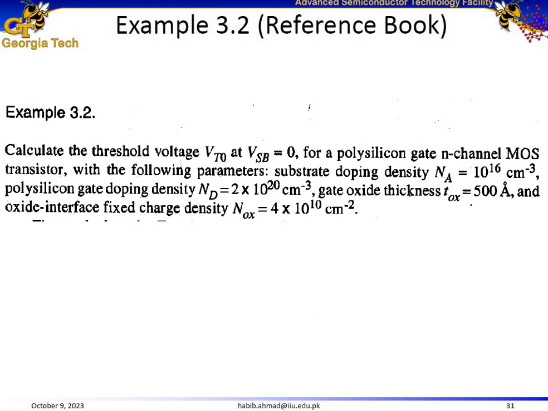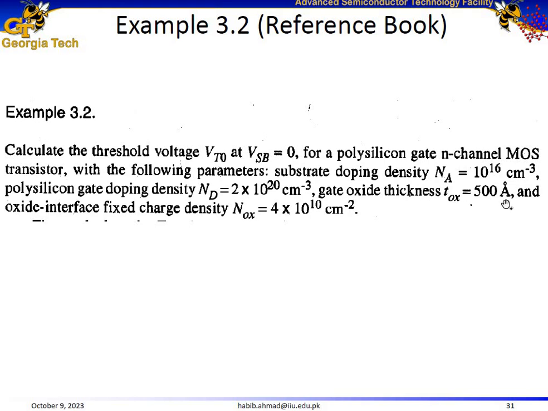So let us consider an example. In this example, we are actually looking at the metal oxide semiconductor at 0 substrate bias. So the substrate is not connected to any bias, it's connected to ground. The gate is made up of polysilicon. The substrate doping is 10 to the power of 16. The gate doping is 10 to the power of 20. So it's a polysilicon gate and it's heavily doped. 10 to the power of 20 is heavy doping of the polysilicon gate.